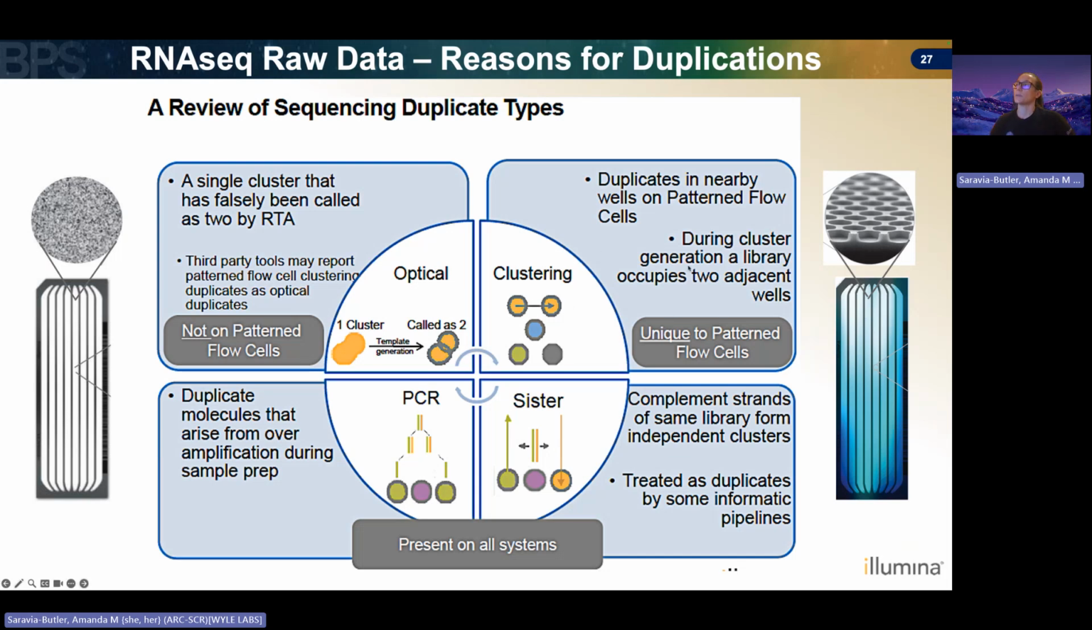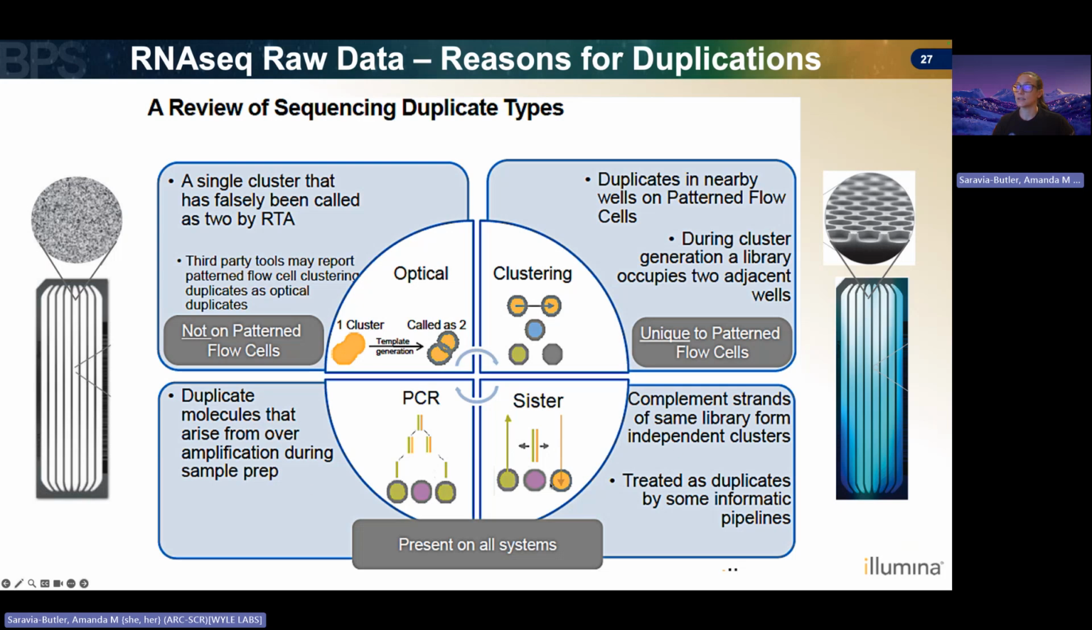Something similar can happen in patterned flow cells, where one strand is populating one location within your patterned flow cell, but then folds over into the adjacent location and forms a cluster in that one as well. And so again, deriving from the same sequence. So this would be a technical duplicate.